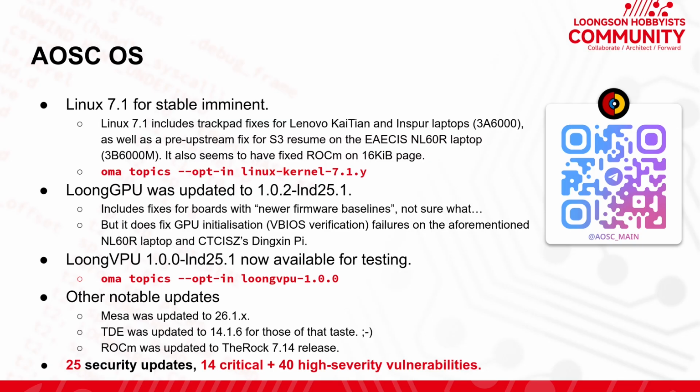There are also other notable updates. Mesa was updated to 26.1. TDE, the Trinity Desktop Environment, was updated to 14.1.6 for those who are interested in this. I know a couple of folks who like this desktop environment. ROCm was updated to the ROCm 7.14 release. And finally, there were 25 security updates released by our maintainers, with 14 critical and 40 high severity vulnerabilities fixed in these updates.